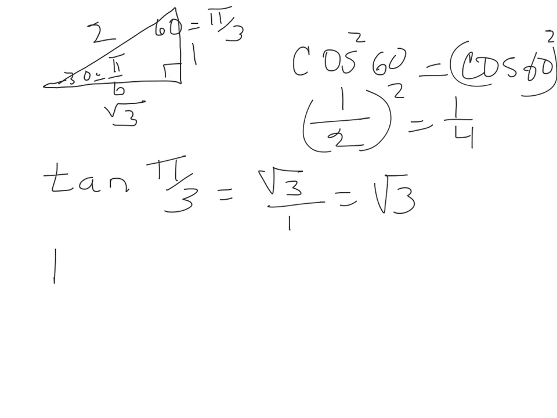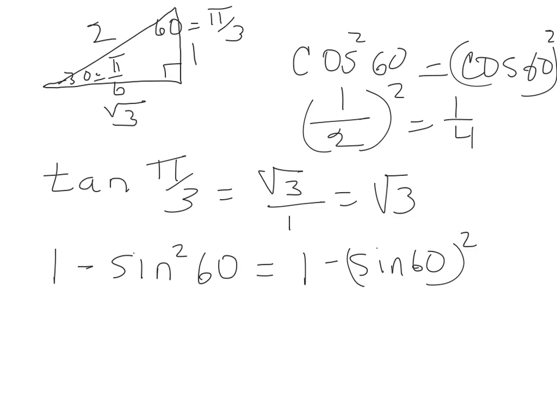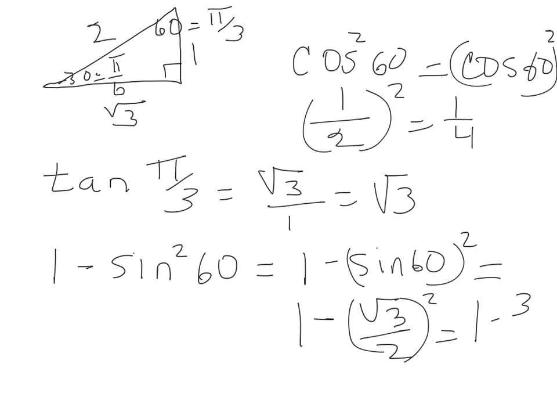If I wanted 1 minus sine squared of 60 degrees, for example, I would take 1 minus the sine of 60 and then square that. So the sine of 60, sine is opposite over hypotenuse, so I would take 1 minus square root of 3 is opposite the 60, 2 is the hypotenuse. I then square that, and I get 1 minus 3/4 for a final answer of 1/4.